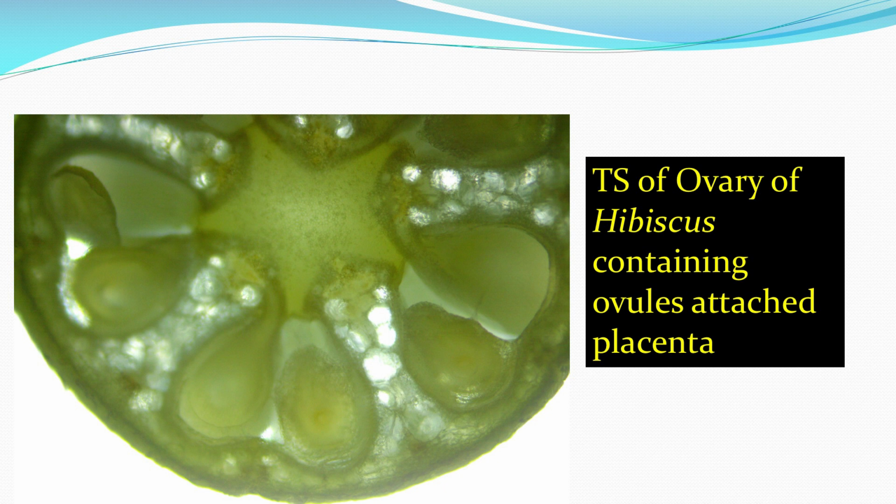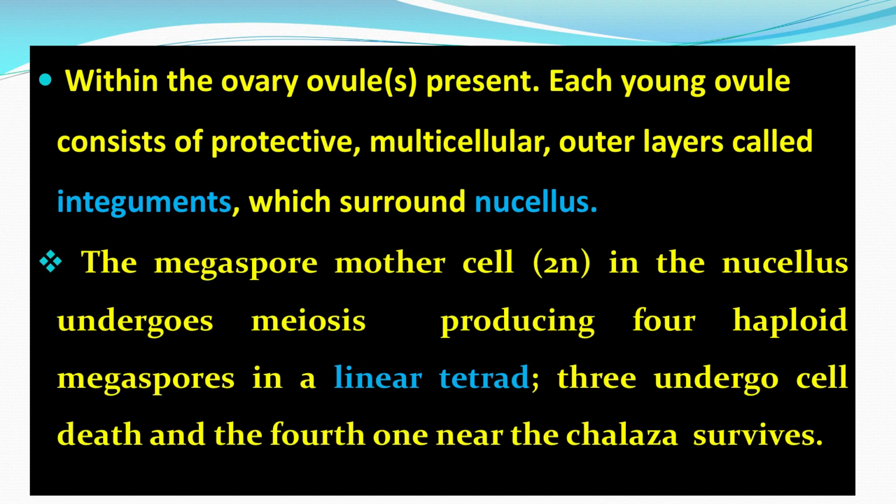You can see this is the transverse section of hibiscus ovary. You can see at the center the pentaradiate placenta, and to each placenta there is attachment of the ovules. Now, within the nucellus, the megaspore mother cell undergoes meiosis, resulting in 4 linear structures, that is called linear tetrad. But only one of these 4 megaspores will survive and the rest 3 will degenerate.